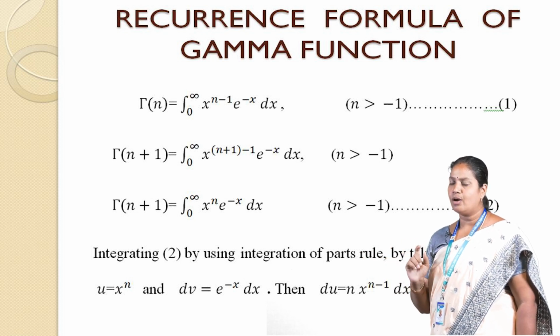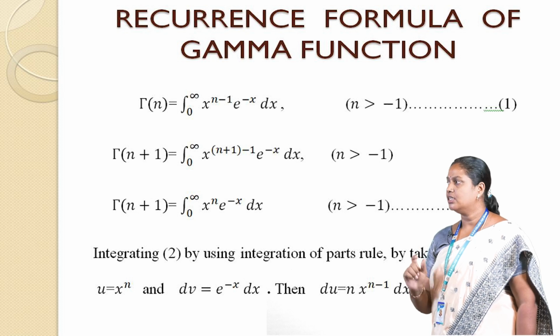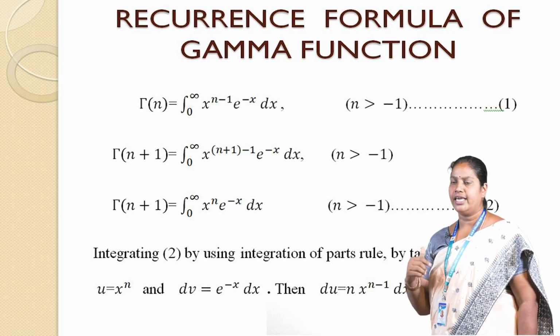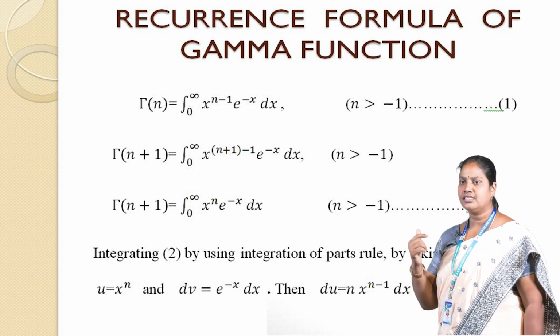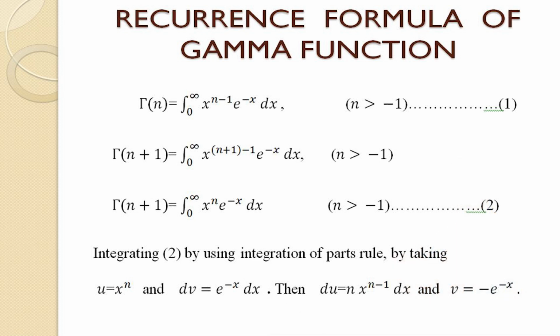Now we are aware of the integration by parts rule. In that we have to take u and v, two functions. So let us take u as x^n and dv as e^(-x) dx. Then we have to calculate du. If we differentiate x^n, we get n x^(n-1) dx. To get v, we have to integrate dv.